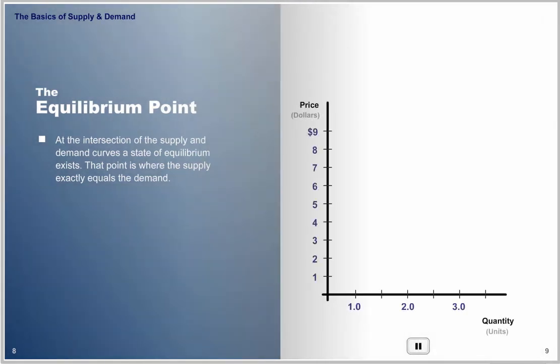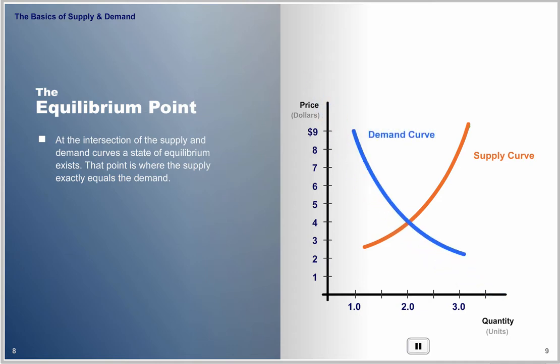Now let's superimpose the demand curve on the supply curve. In summary, the demand curve is based on what customers are willing to buy, and the supply curve is based on what suppliers are willing to produce. Note that there is an intersection of the two where a state of equilibrium exists, where supply equals demand.